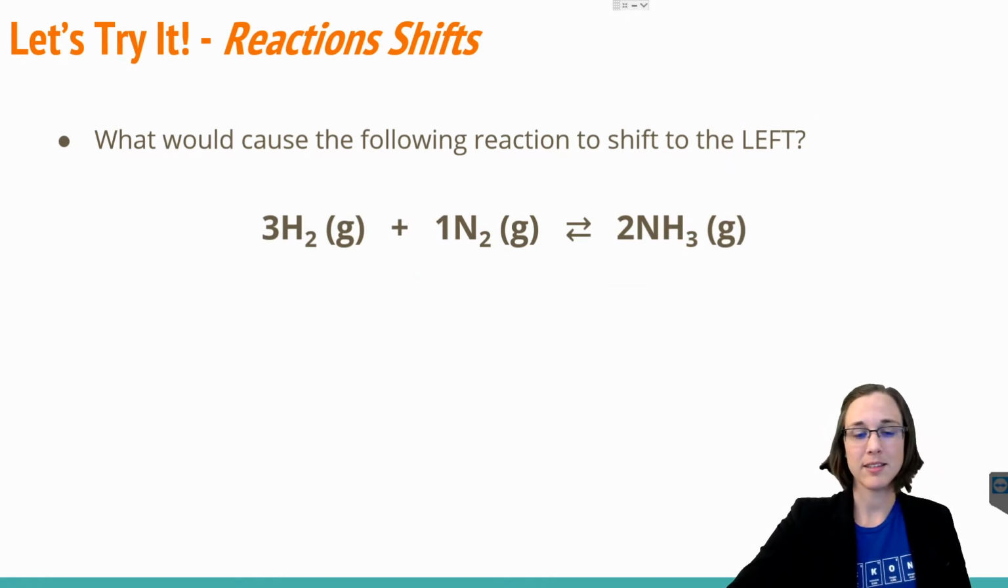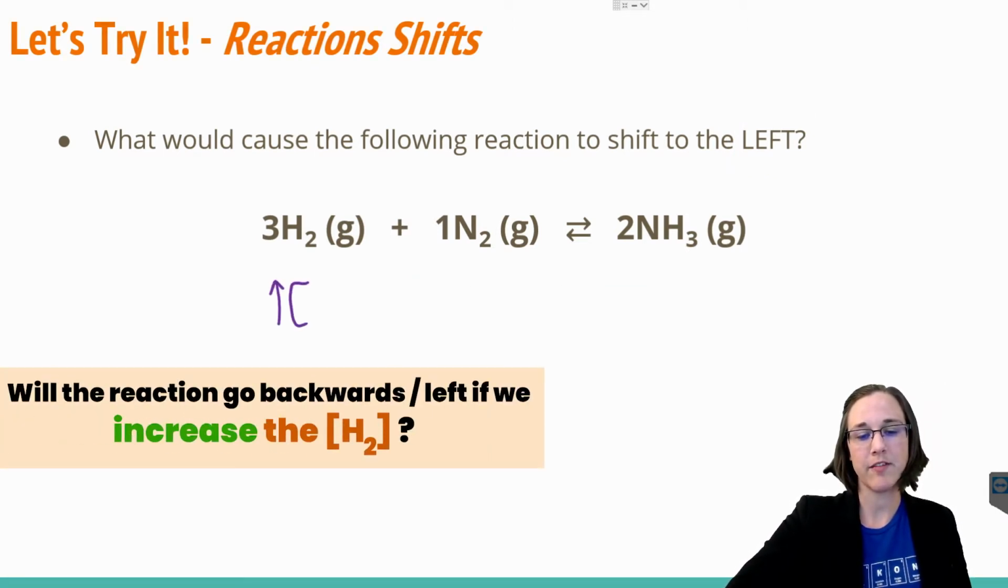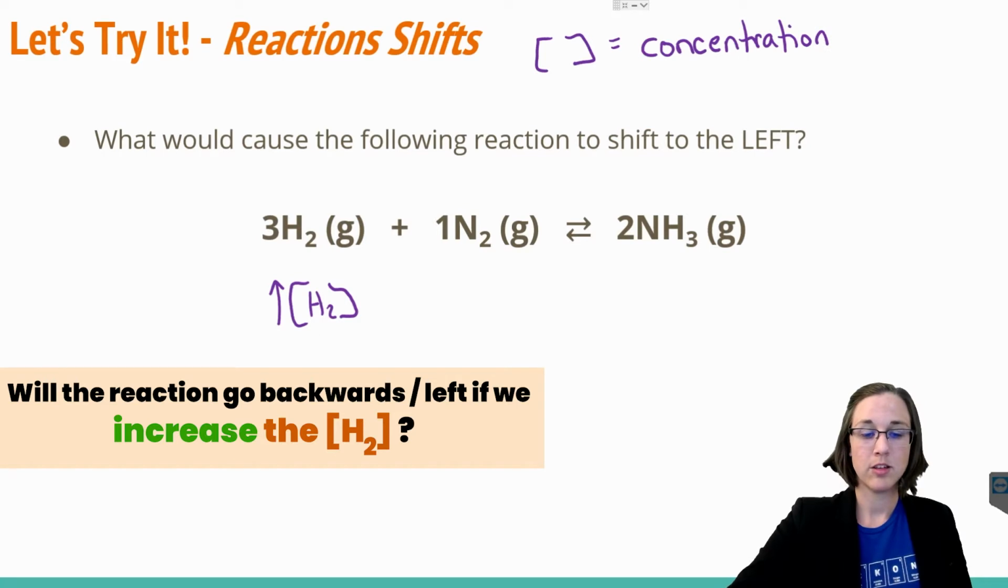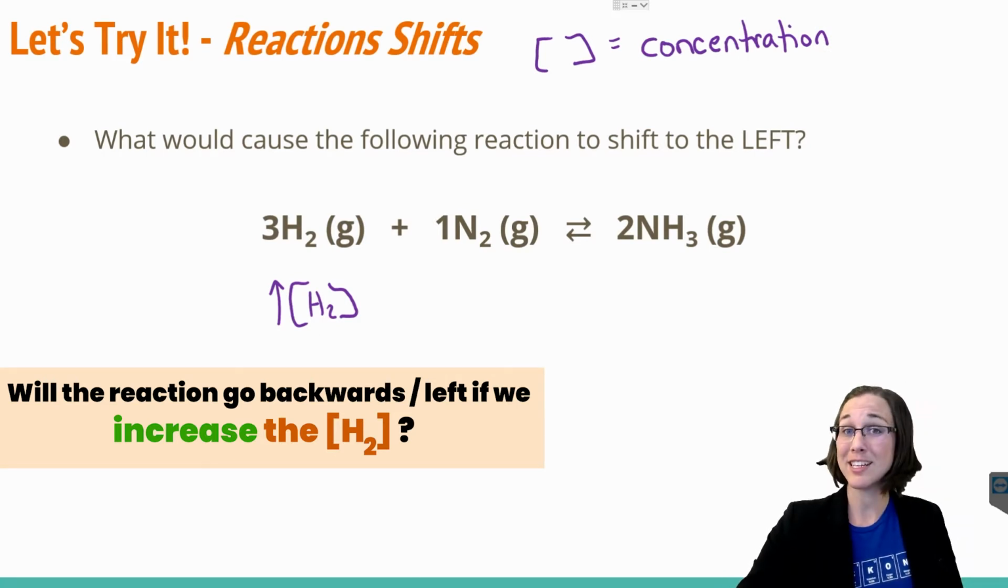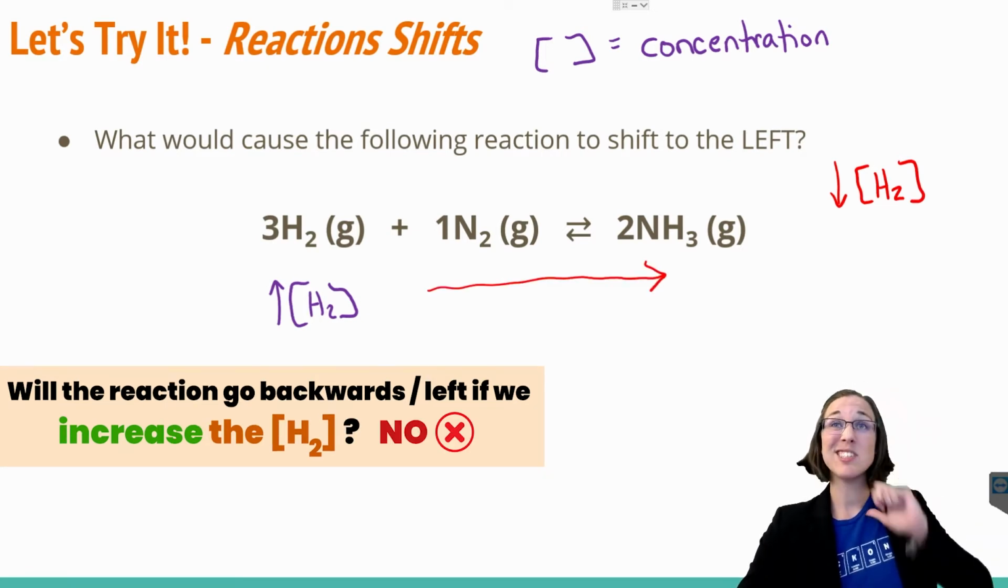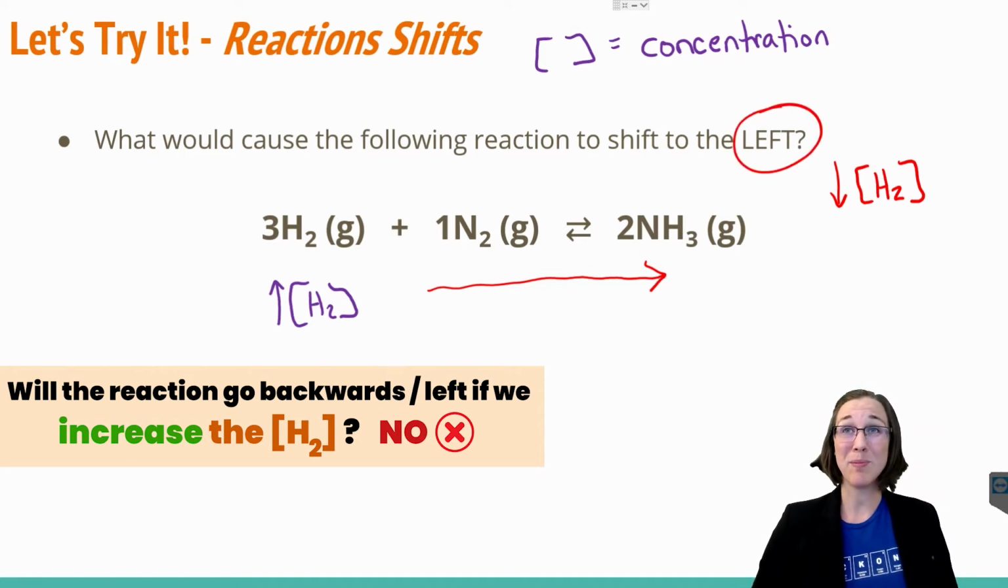Let's try a few things. If we increase the concentration of H2, and notice that I'm using these brackets every time. These brackets mean concentration. So if you ever see brackets anywhere, just know that it is the shorthand for concentration. So let's increase the H2. If we increase the concentration of H2 gas, the system wants to undo what we just did, so it's going to want to decrease the concentration of H2 gas. In order to decrease it, we're going to shift over to make more products. So that's not shifting to the left. That would be helping it shift to the right.